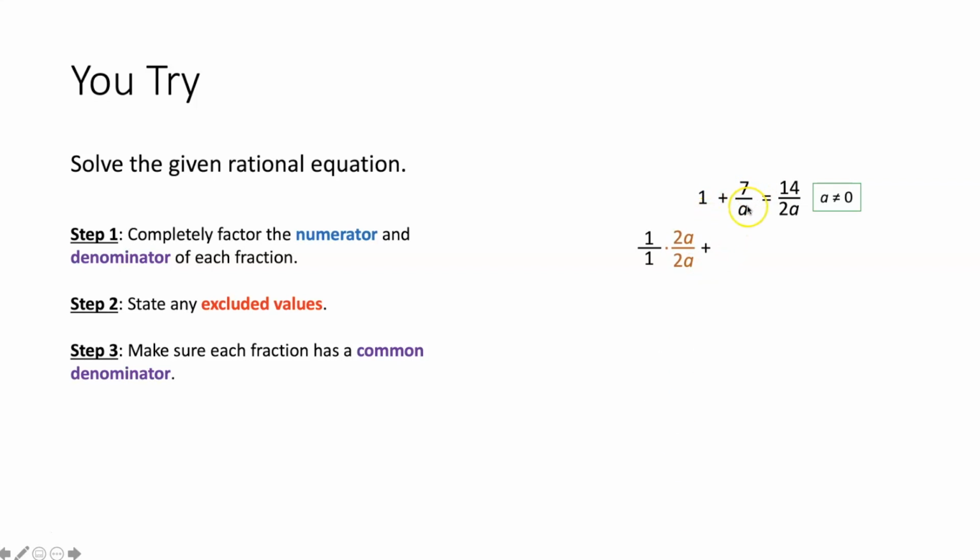Then plus. And then over here, how do I get this denominator to be 2a? I have to multiply it by 2. And whatever I do to the denominator, I have to do to the numerator. That way I'm multiplying by a form of 1 and not actually changing my fraction. And then equals. And then this denominator is already 2a. So I can just keep this fraction the same.